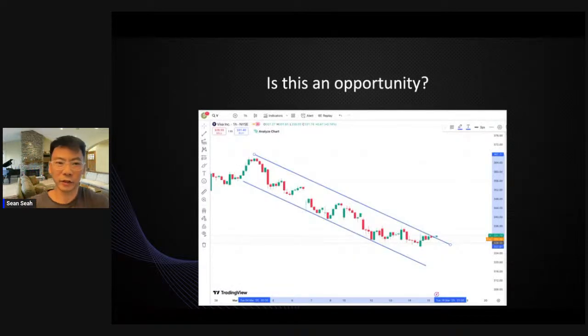Now, can I ask you guys this question? This is a particular chart. Can you all share with me, based on your observation and what you think, is this an opportunity? If it's an opportunity, also let me know whether it is an opportunity to long or short. If you think it's long, help me type L. If it's short, help me type S.